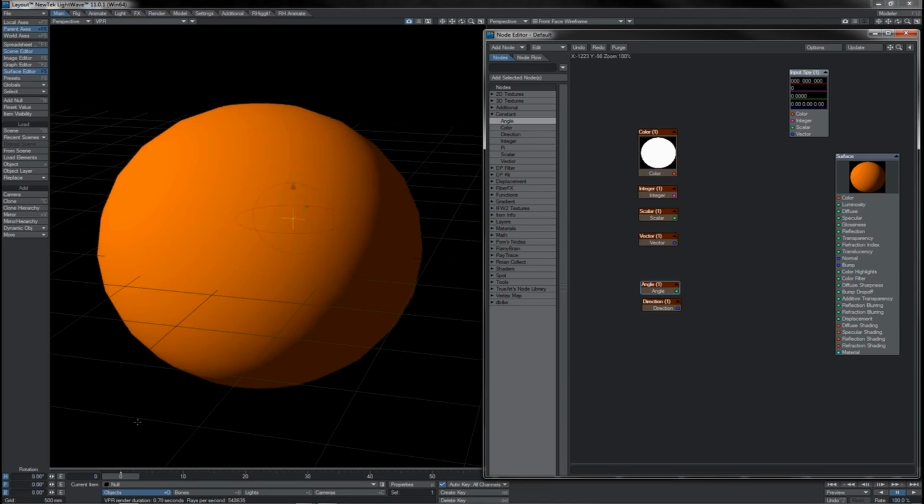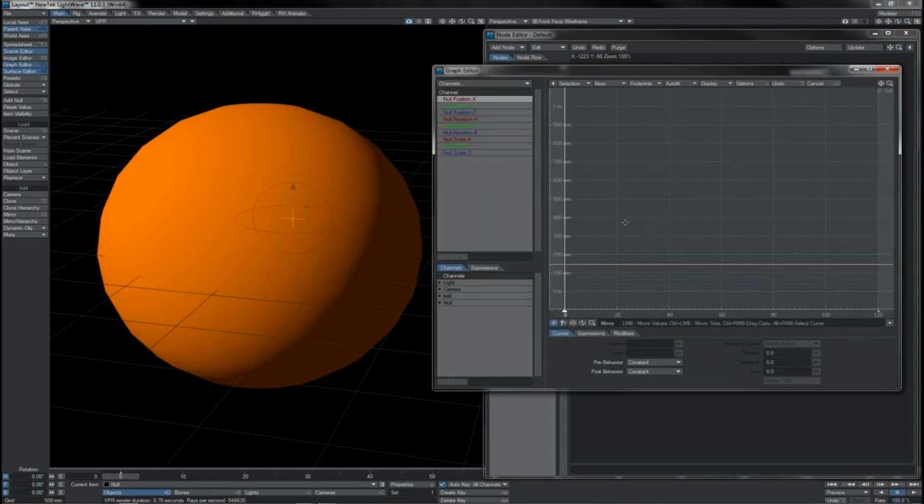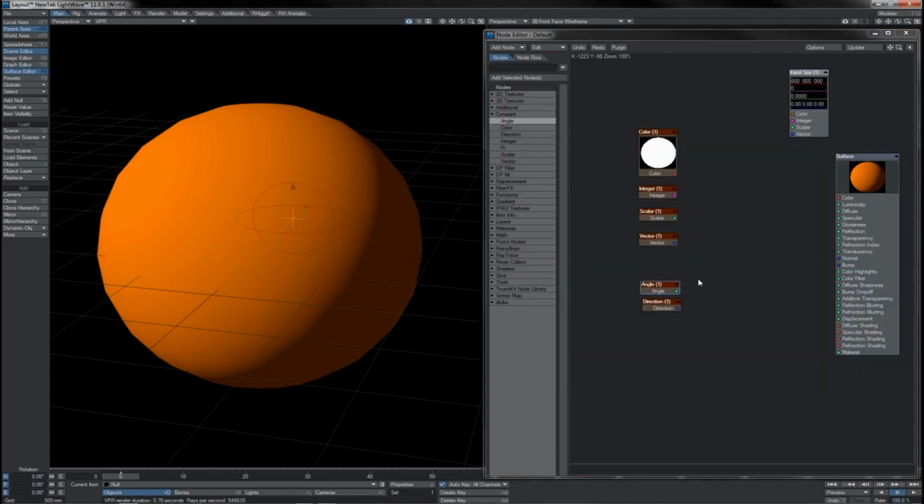When we have rotation on an object, it's done in degrees. It's degrees in our graph editor and so on. In node editor, angles are given in radians. These nodes that are made to take an angle let you input that angle in degrees. Well, in fact, you have to input that angle in degrees.